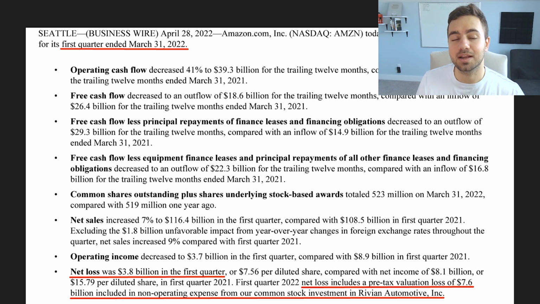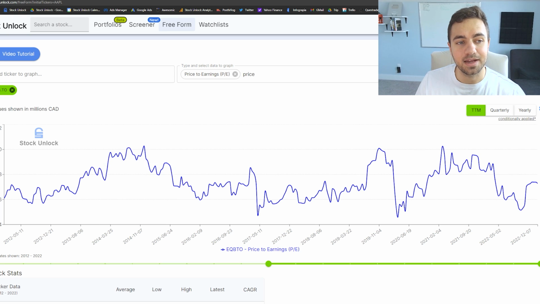That's over $19 billion worth of a swing in earnings just due to what Rivian's stock is doing. And that has nothing to do with Amazon's actual business or profitability. So again, in my opinion, I think that earnings or net income can give you a completely wrong idea of a business's value and its potential profitability.